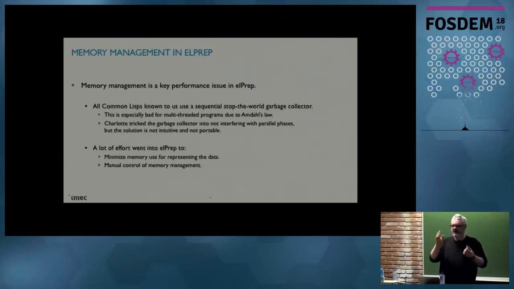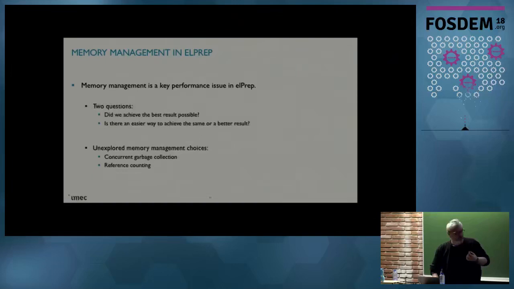So Charlotte is smart. She was able to trick the garbage collector into making sure that it doesn't interfere with our parallel phases, so it doesn't hurt us that much in production. But the way to do this is not intuitive. The code becomes uglier. We have to put a lot of effort into LPrep to reuse memory wherever we can, and it's not beautiful code anymore in the end, which is a pity. So the question that we are asking ourselves is, did we achieve the best result possible? And is there an easier way to achieve the same thing?